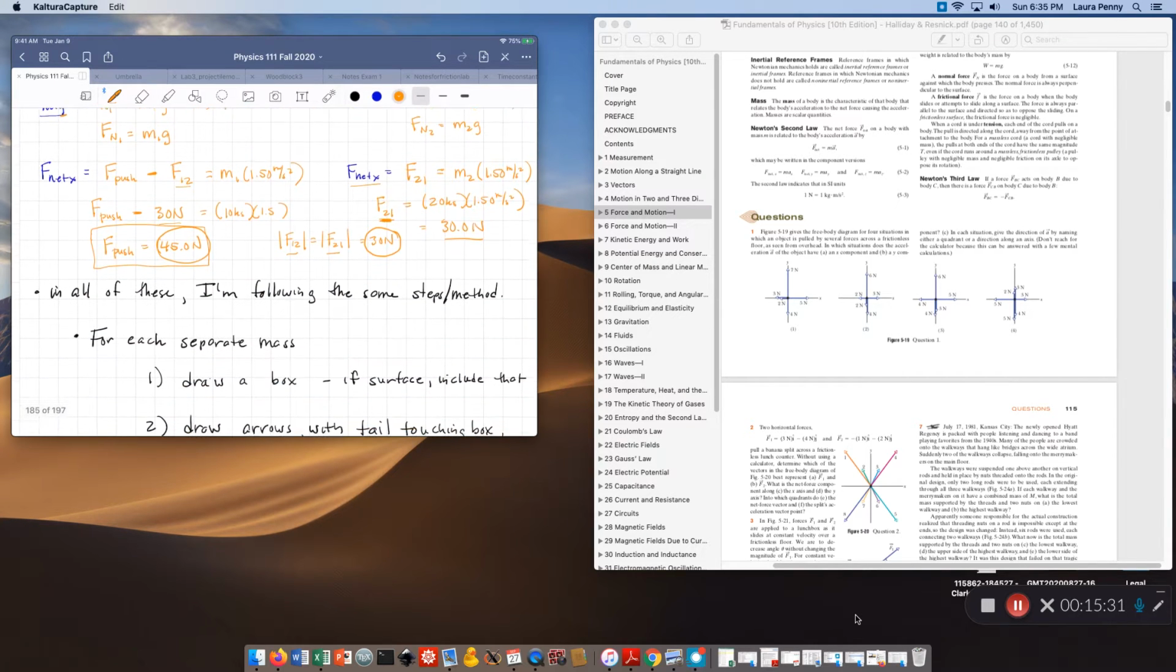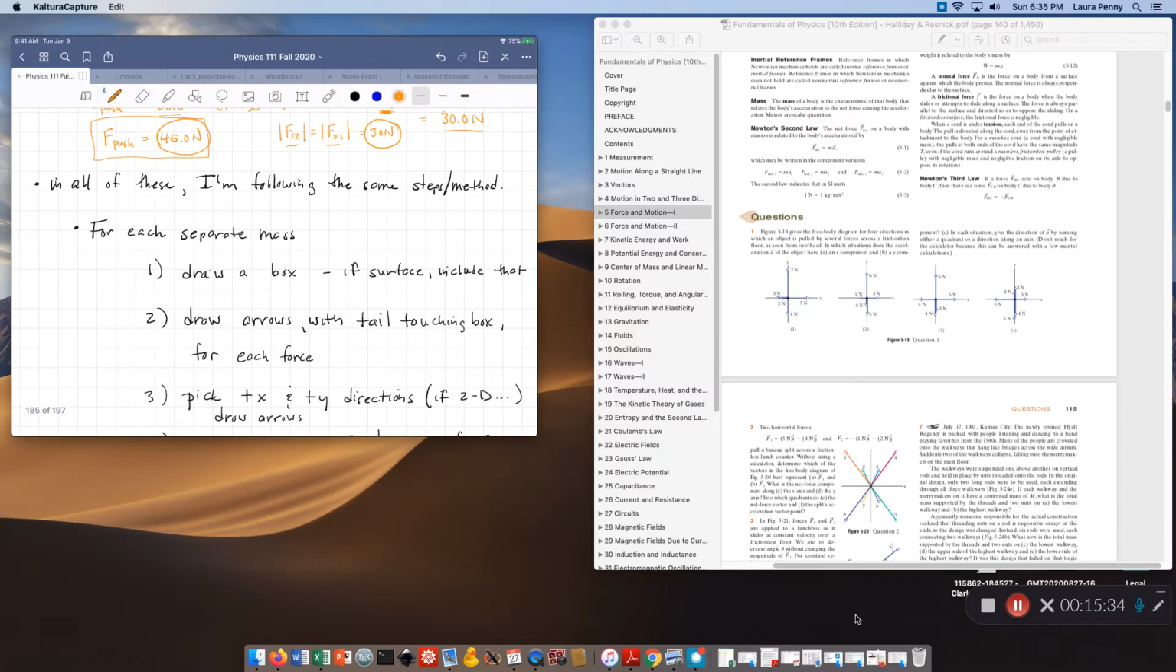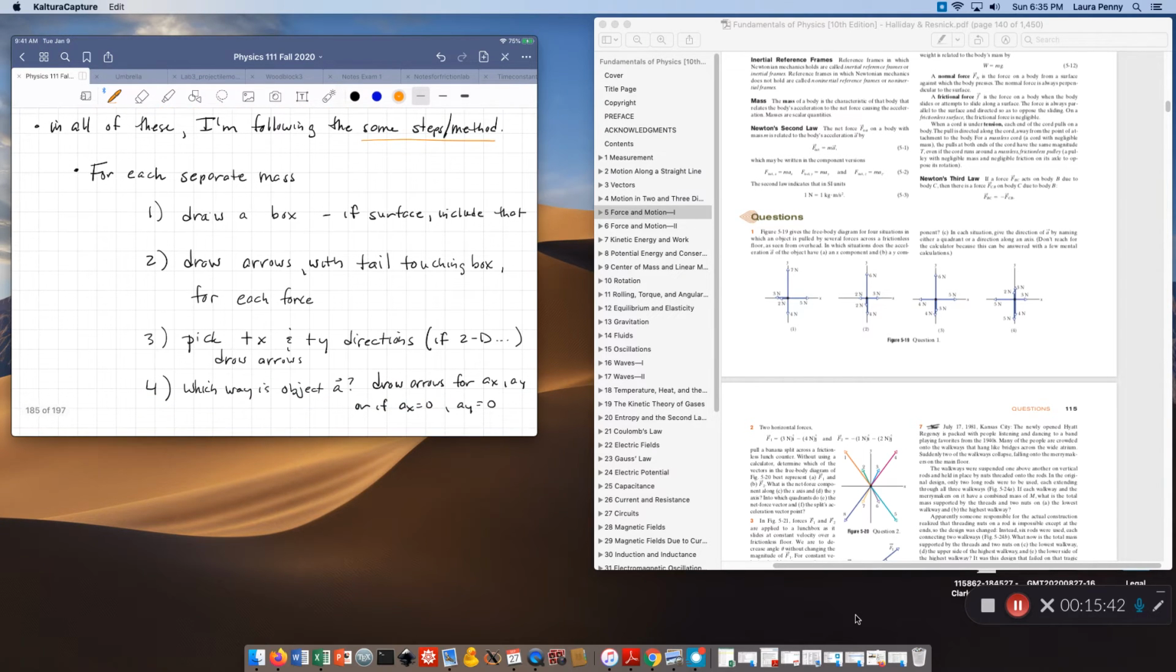In each of these examples, I'm following the same steps, the same method. For each separate mass, I'm drawing a box. First, I draw a box. So again, for each separate mass. The first couple of examples, we only had one mass. But that last example, there were two masses, mass 1 and mass 2. You have to do all these steps the same for each one. So I had to have two boxes, one for mass 1, one for mass 2. If there's a surface, I generally include the surface as a straight line on whatever side the surface is on.